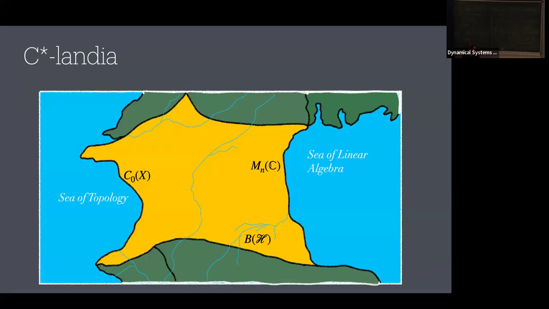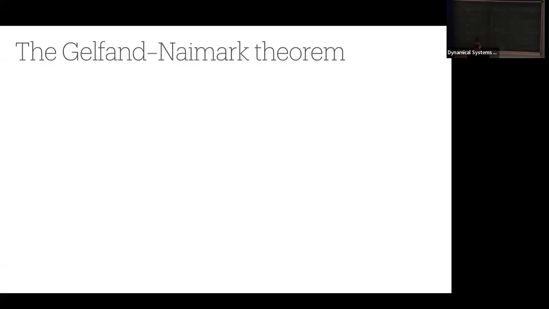So here is the map of C-starlandia. On one coast, we have the sea of topology. And on the other coast, we have the sea of linear algebra. And most C-star algebras, of course, will live in here somewhere. And it's very useful when you're thinking of C-star algebras to pull intuition from both sides. A lot of times we'll see that they act very topologically, and a lot of times we'll see that they act a lot just like matrices, which everyone knows and loves, which is one of the reasons C-star algebras are so great.